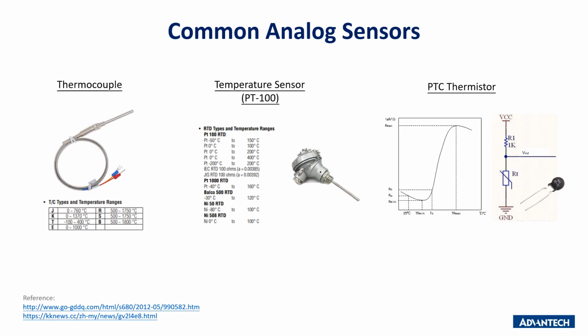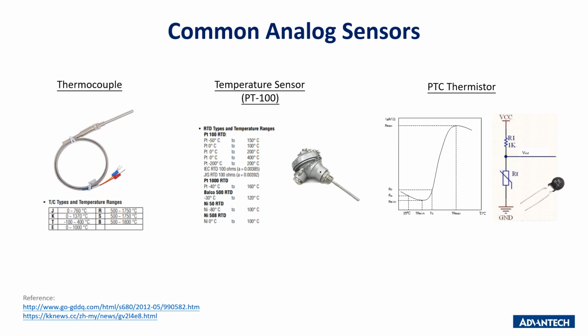In this page, we are going to talk about three analog sensors which are used to measure temperature. The first one is the thermocouple. It has J-type, K-type, R-type and so on. The user can choose the corresponding sensor type based on the temperature they want to measure.